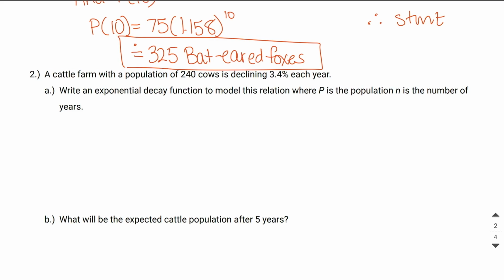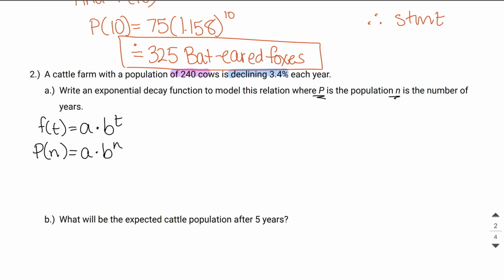Okay, in our next example, it says that a cattle farm has a population of 240 cows, but it's declining, that's really important, 3.4% each year. And then we're going to write an exponential decay function, where P is the population and n is the number of years. So again, we always start with the general equation, which is f of t equals a times b to the power of t. But we're going to use P of n equals a times b to the power of n because it says to use P and n here.